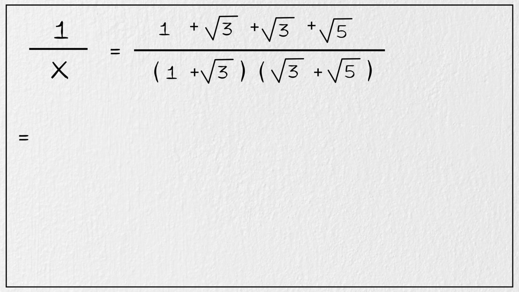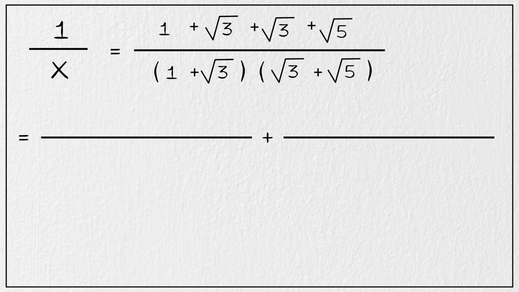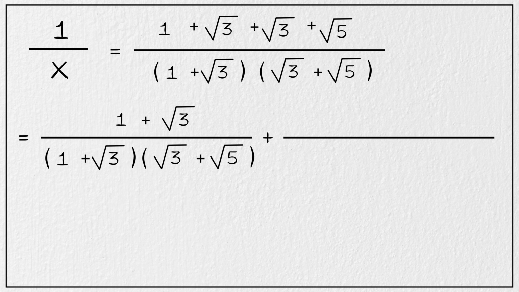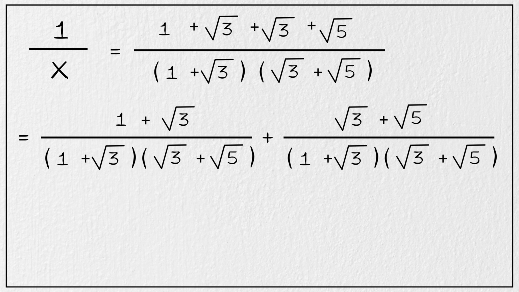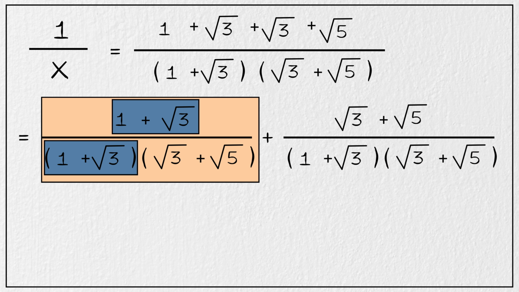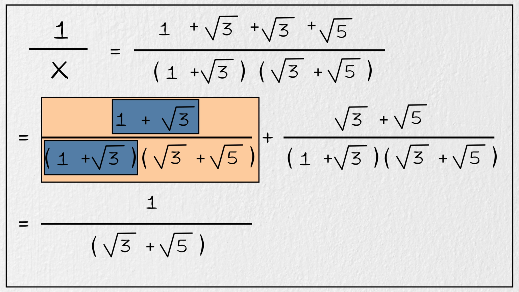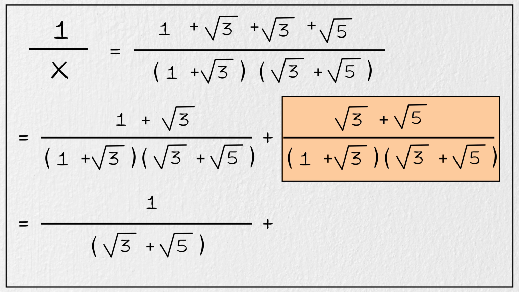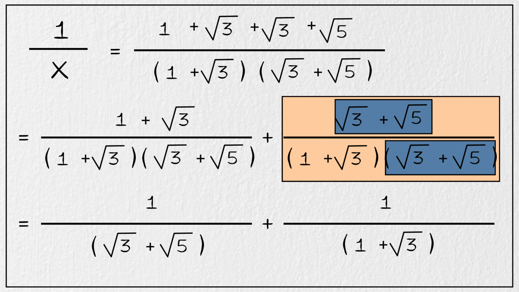First, we will split the fraction into 2 separate parts. The first part as 1 plus square root of 3 divided by this full denominator, and the second part as square root of 3 plus square root of 5 divided by this full denominator. Now let's simplify each part. For the first one, canceling 1 plus square root of 3 from both numerator and denominator, this simplifies down to 1 over square root of 3 plus square root of 5. And in the second part, canceling square root of 3 plus square root of 5 from both numerator and denominator, this simplifies to 1 over 1 plus square root of 3.